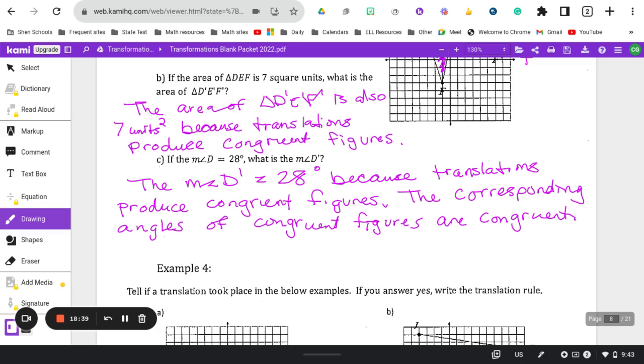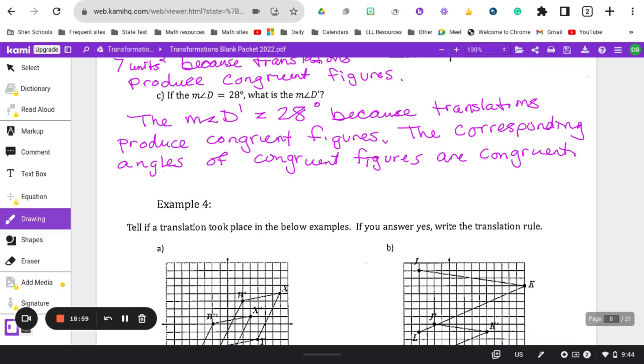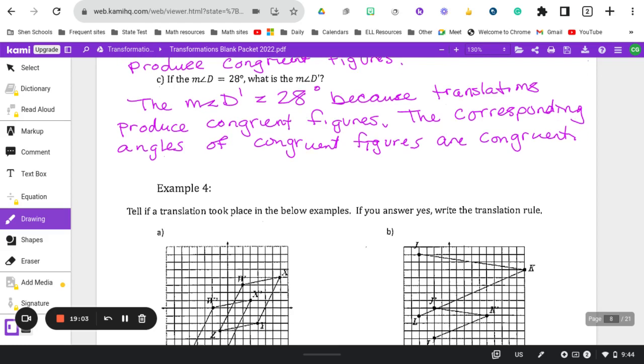So again, having that corresponding angles are congruent in congruent figures is going to be the theme over and over again. So if you have to explain it on a test or a quiz, you're thinking about that. The corresponding angles are congruent, the corresponding sides are congruent of congruent figures, and translations are a rigid motion, which means they produce congruent figures.